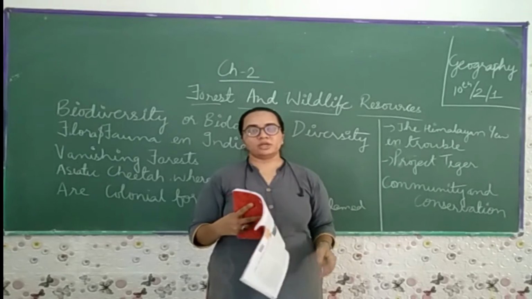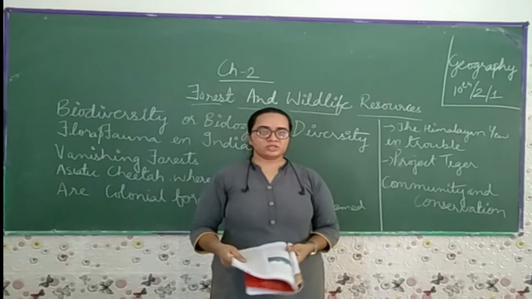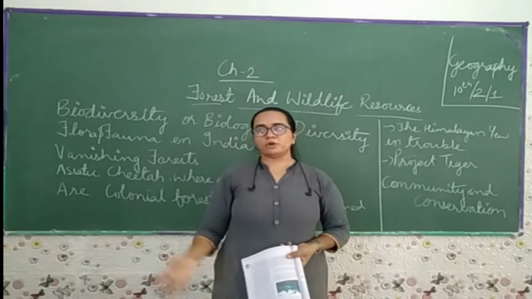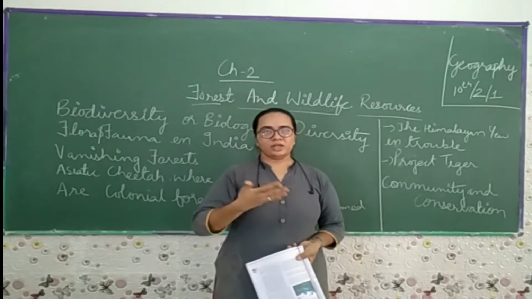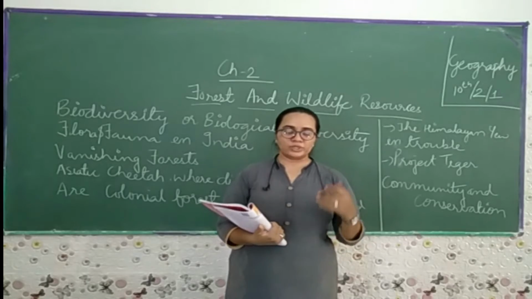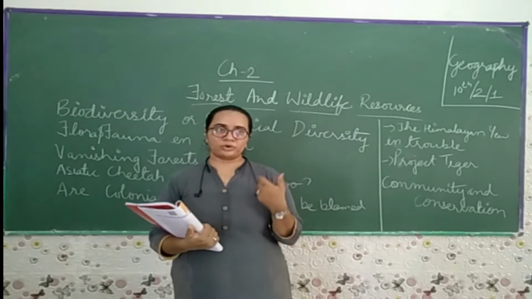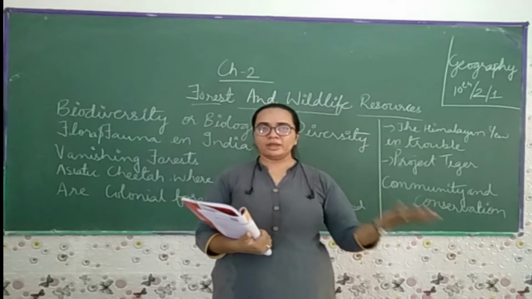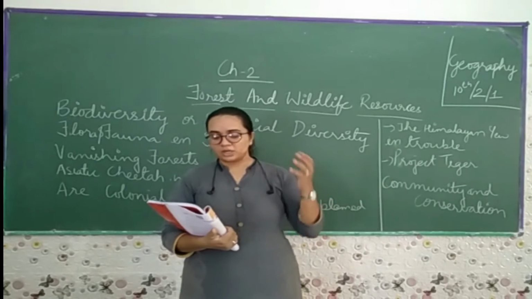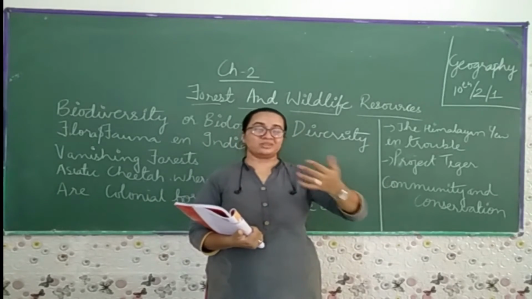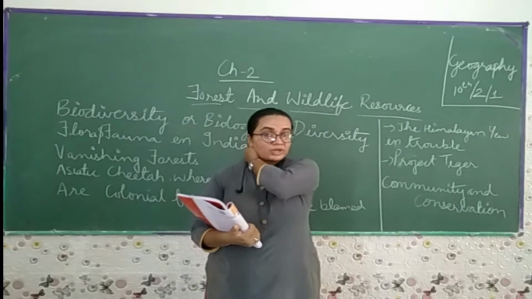Now, vanishing forests. I already said that through deforestation, large areas of forest are vanishing. I explained earlier that we cut forests for agriculture, for constructing roads, for building railway tracks, and for human settlement. So the dimension of deforestation in India is staggering, meaning trees are being cut at a very fast rate.